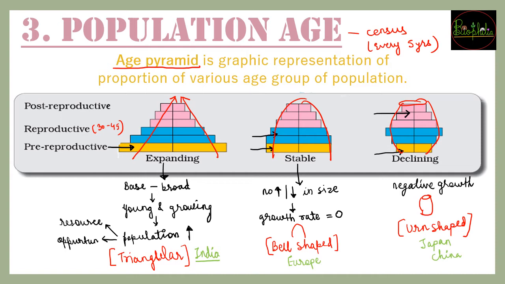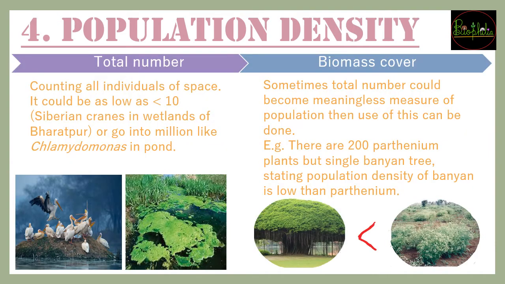So because of that, you can understand how the country is going to transform, whether the population is going to expand as in the case of India, or stabilize, or decline. Based on that, many policies can be made by the government so that the upcoming changes can be handled very easily. The fourth population attribute is population density, wherein we study the total number.